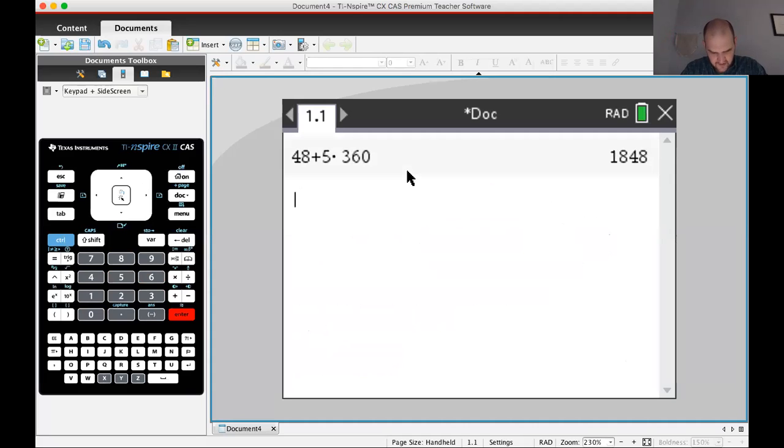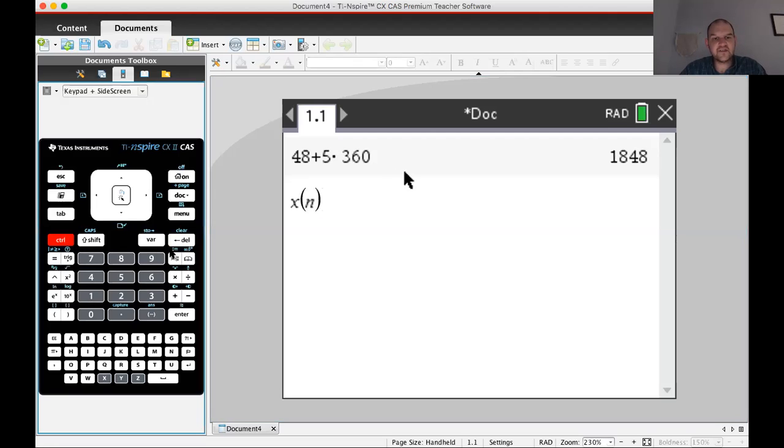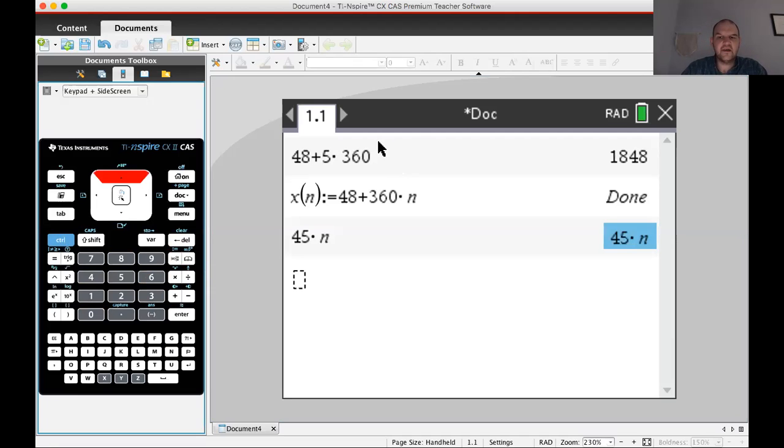You know what I'm gonna do? I'm gonna define x as a function of n. So to define a function, it's x is a function of n, x of n. Then I'm gonna do this. So colon equals, which is control and the templates button. And I will say it's 48 plus 360 times n. We don't really need that multiplication symbol. It'll put it in for you. Like if you do 45n, just 45 times n.